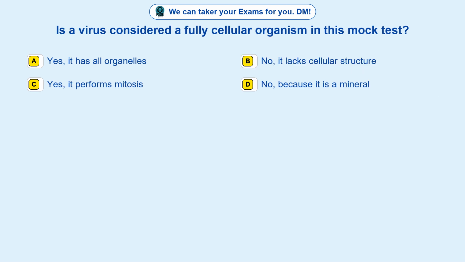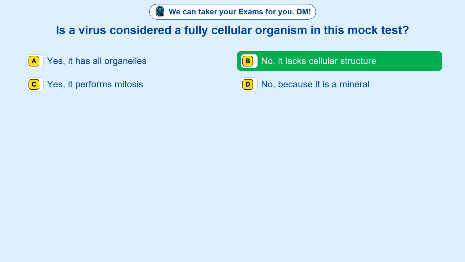Question 15. Is a virus considered a fully cellular organism in this mock test? Option A. Yes, it has all organelles. Option B. No, it lacks cellular structure. Option C. Yes, it performs mitosis. Option D. No, because it is a mineral.